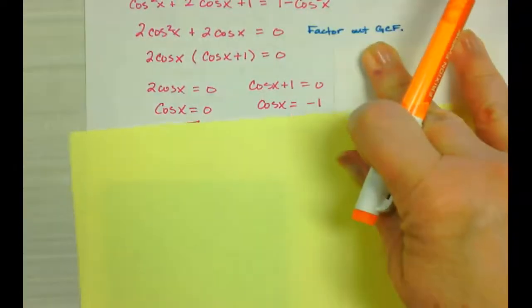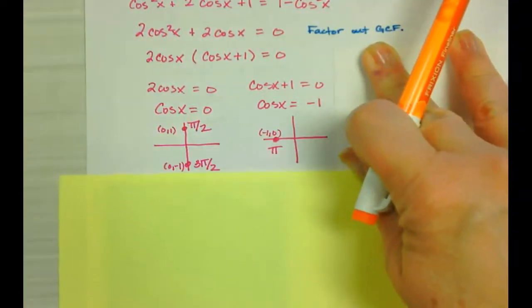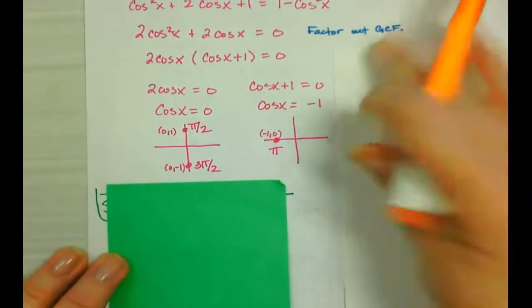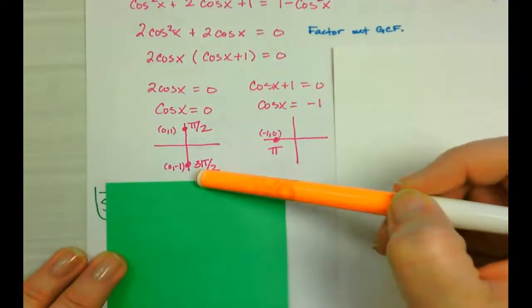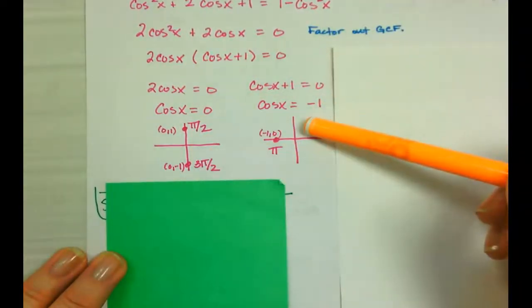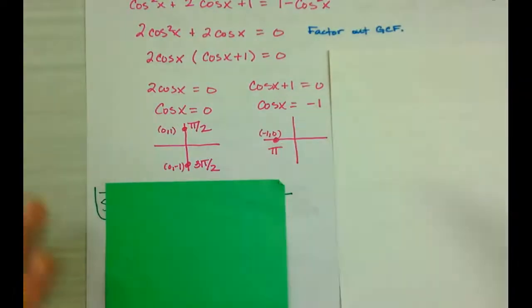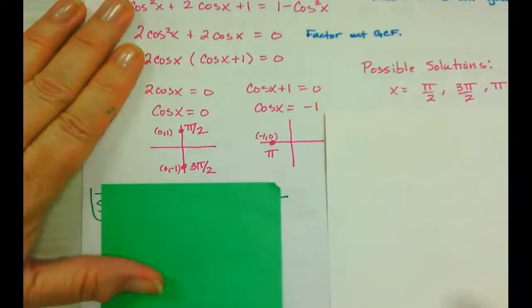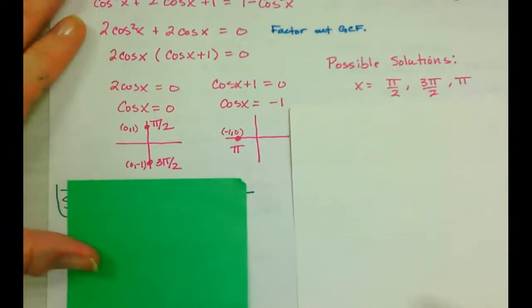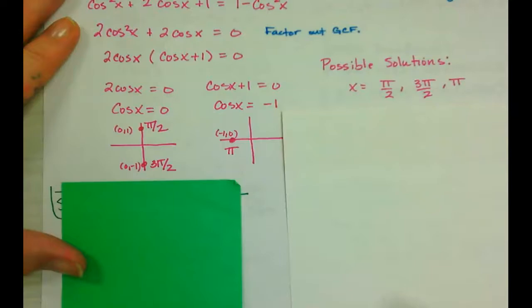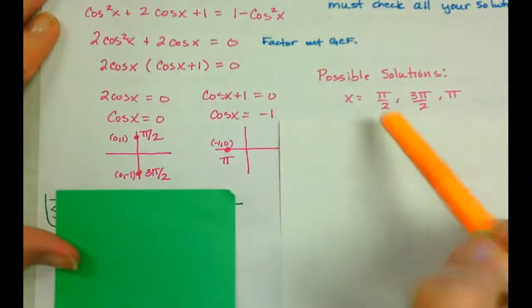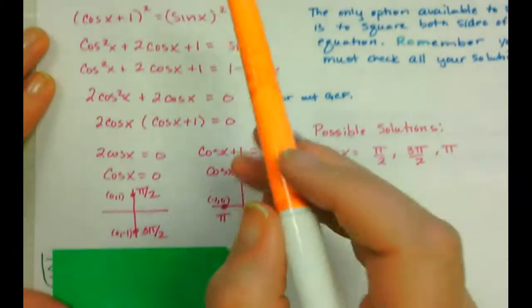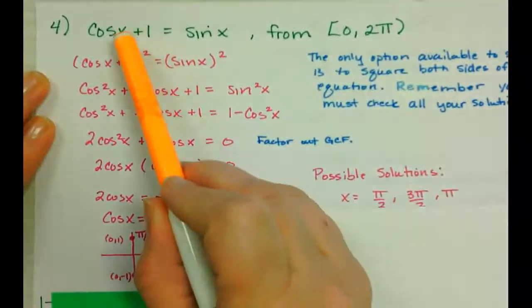So then when you set up your graphs for these two, the only place where cosine can be 0 is at pi over 2 and 3 pi over 2. The only place where cosine can be negative 1 is at pi. So the possible solutions are these 3 angles. However, because I squared both sides, that doesn't necessarily mean they all are actually the correct angle. So what I need to do is take these angles and go back up here to the original problem and substitute in.